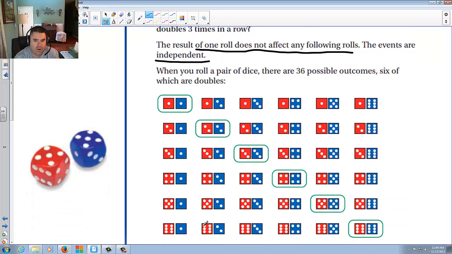So we can basically just compare and see what are the chances of rolling a double. Here are all 36 possible rolls of the dice. 1, 1, 1, 2, 1, 3, 2, 1, 2, 2, 2, 3, etc. Notice here that these guys are the doubles.